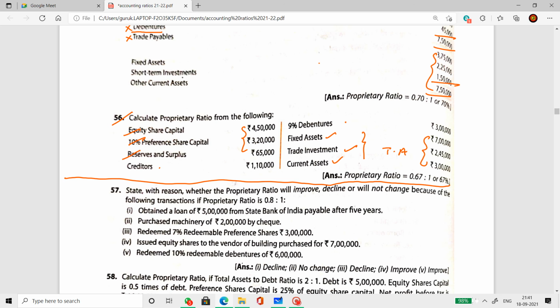So we have finished the first three ratios under solvency. Hope you understand this. Practice more sums on this topic. Thank you.